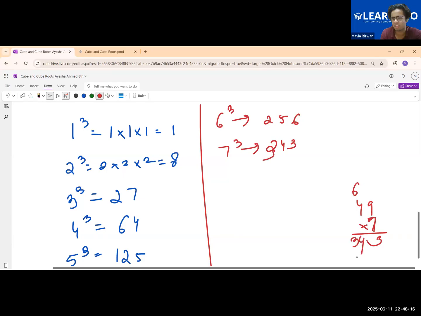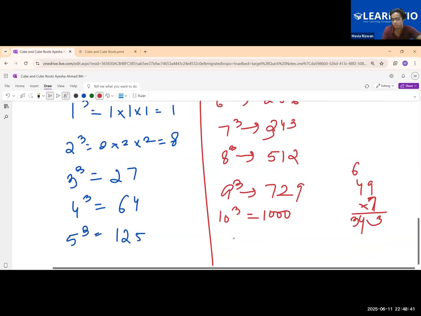Got it, sir. Okay, next we have 8 cube, bache. 8 cube is 8 into 8 into 8, that is 512. 9 cube is 9 into 9 into 9. 9 9 is 81, into 9 that is 729. So 9 cube is 729, and 10 cube is 1000, and 0 cube is 0, of course. Got it? Easy? Yes, Aisha.